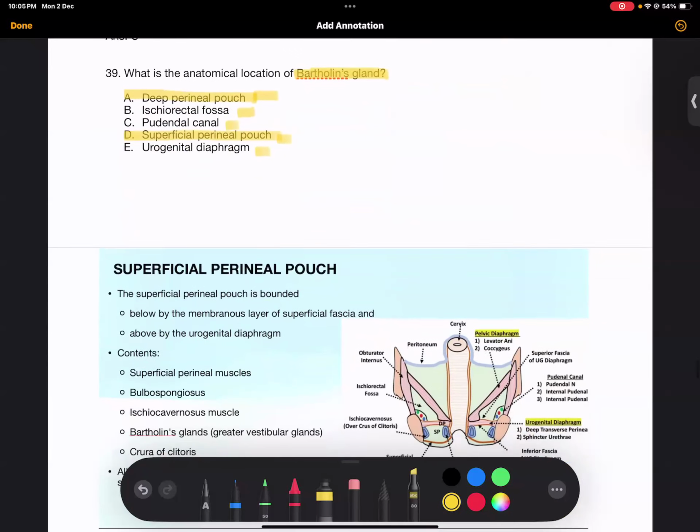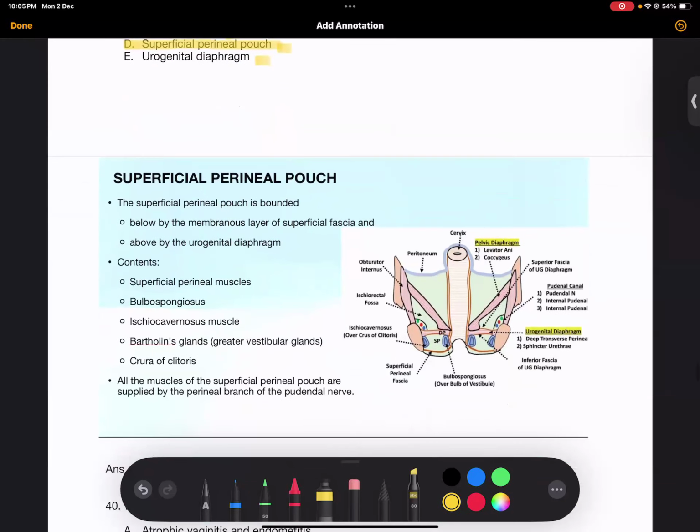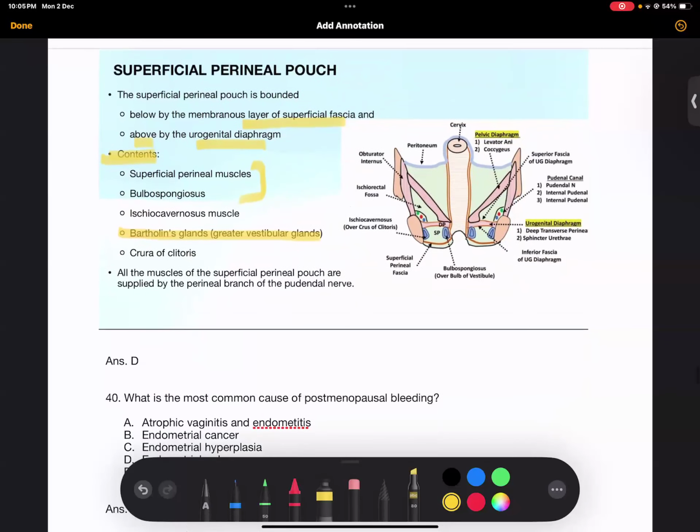No, just see this diagram as well, and also the superficial perineal pouch. The superficial perineal pouch is bounded below by the membranous layer of fascia and above by the urogenital diaphragm, and these are the important contents. The superficial perineal muscles, bulbospongiosus, the ischiocavernosus muscle, and then this Bartholin gland is actually present in this superficial perineal pouch. So this is the thing they are asking.